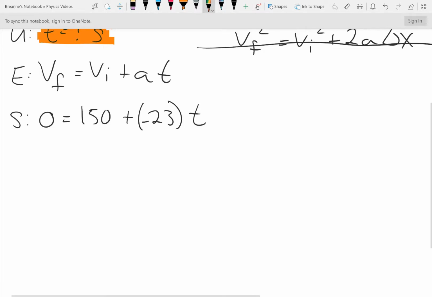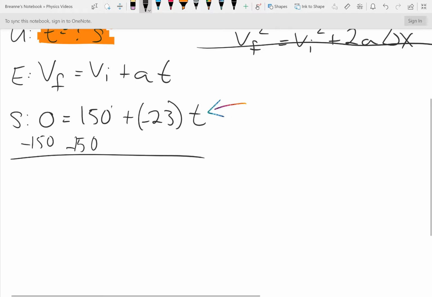A lot of people try to add or subtract these two numbers together. You can't do that. The reason is because of this little guy right there, that t. The 23 is being multiplied by the t. The 150 doesn't have a t. So since the 150 doesn't have a t, it can't be added or subtracted. It has to go on the other side. It wants to get away. Run away.